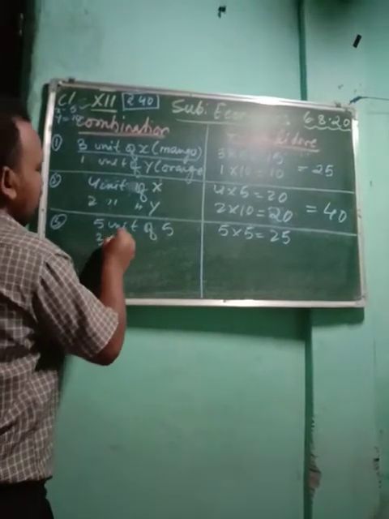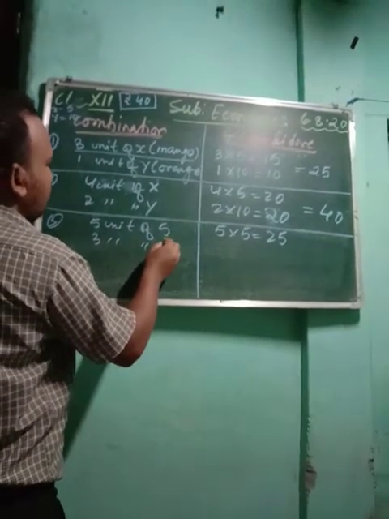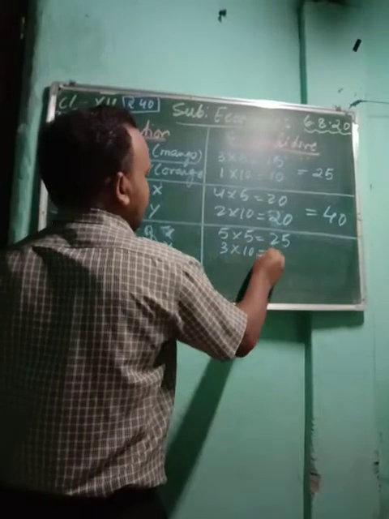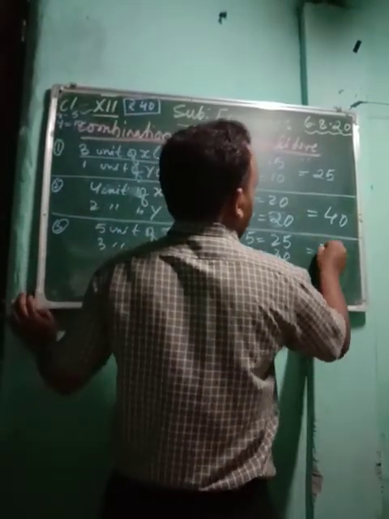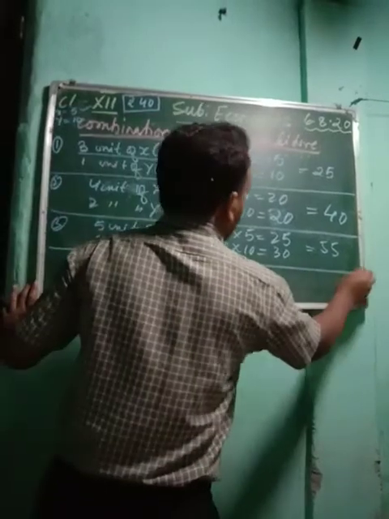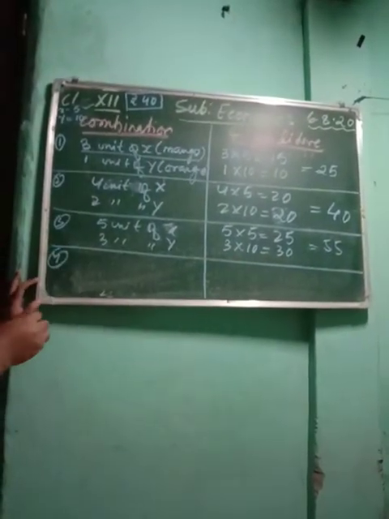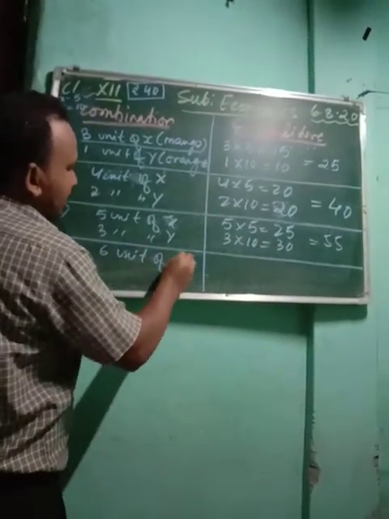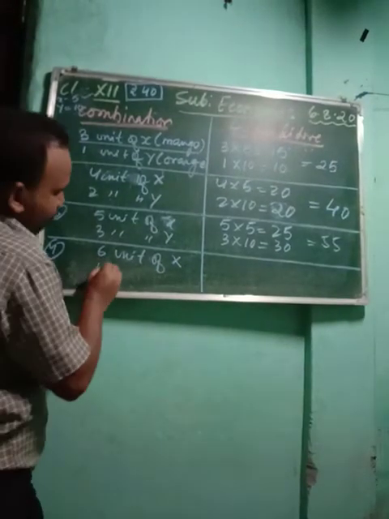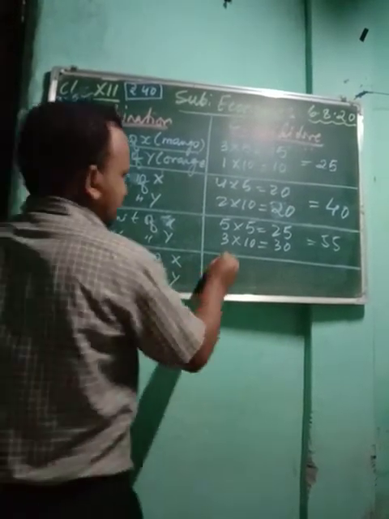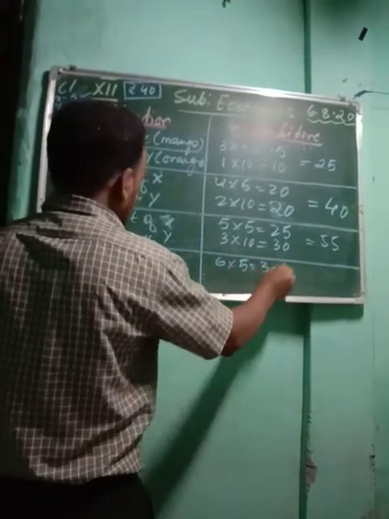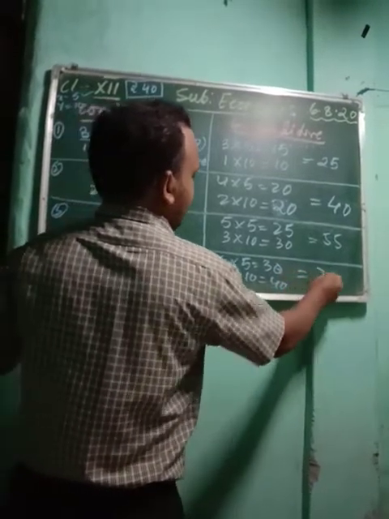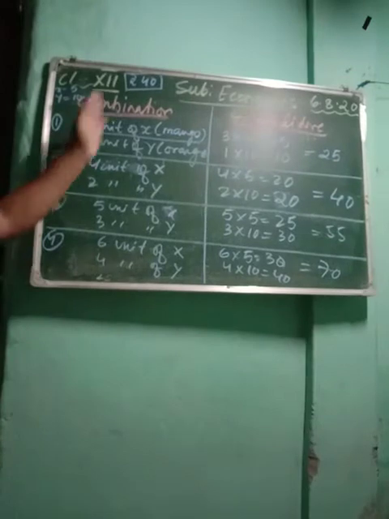Okay, suppose 3 units of Y he is buying, so 3 into 10 is 30. So total it is coming 55. So if you are looking at 4 combinations, suppose he is taking 6 units of X and 4 units of Y, so 6 5s are 30 and 4 10s are 40, so total is coming 70. Now you see, these are the combinations.